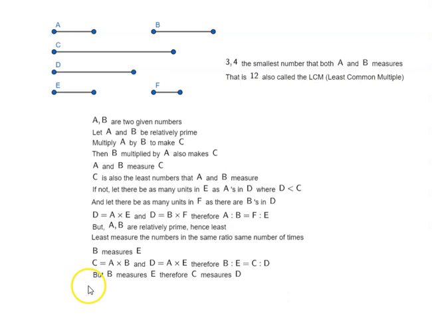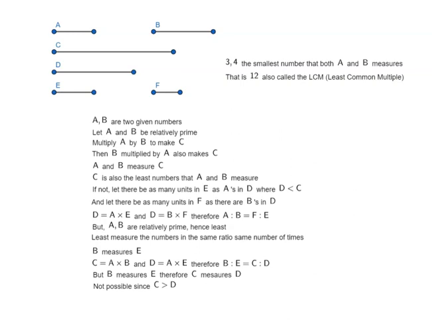What does this tell us? We already know that B measures E. And because of this proportion, C will also measure D. But can C measure D? Remember, we said D is less than C. That means C is greater than D. A greater number cannot measure a smaller number. So this is not possible, since C is greater than D.